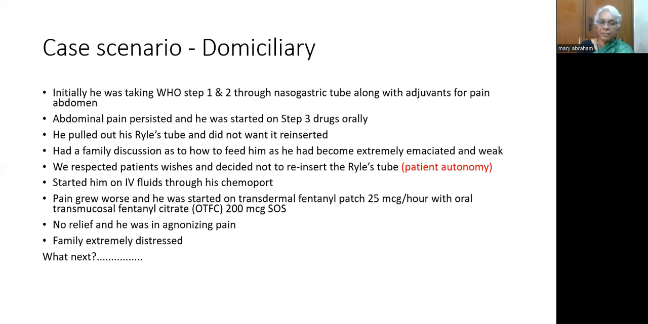And most of his medications were then given through the IV. But the pain grew worse, and then we had to put him on a transdermal fentanyl patch, 25 microgram per hour, but he had so much of pain, incident pain, that he was even given these oral lollipops, that is the oral transmucosal fentanyl citrate, OTFC, lollipops of fentanyl, which contains 200 mics of fentanyl, that had to be given SOS. Despite this, he had no relief, and he was in agonizing pain. He was even shouting in pain. The family was extremely distressed. And what do we do for this patient? Okay, now next, please.